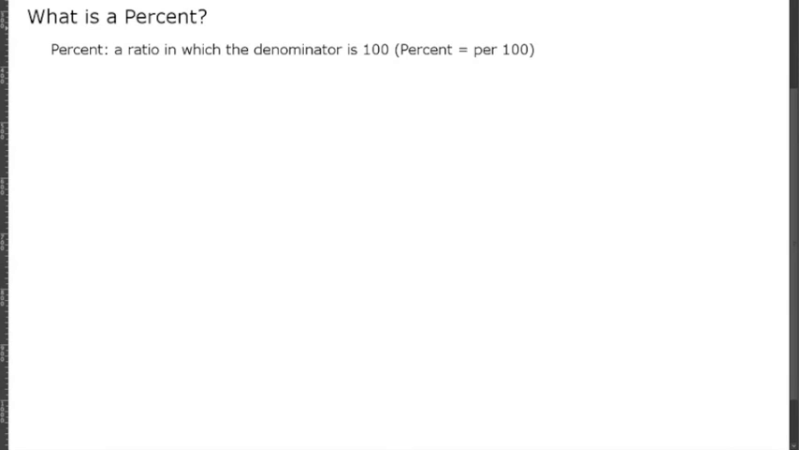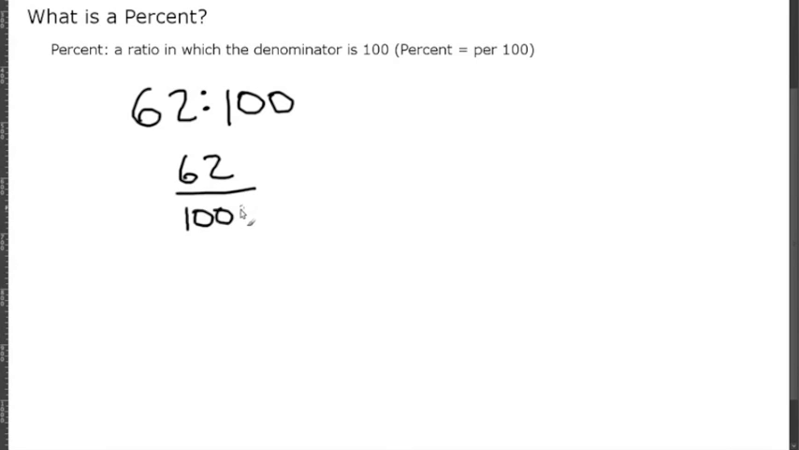In this video, I am going to answer the question, what is a percent? A percent is a ratio in which the denominator is 100. Here, percent, think per 100. So if you have a ratio of 62 to 100, you can rewrite this ratio as 62 over 100 or 62 per 100, and writing that as a percent would simply be 62%.